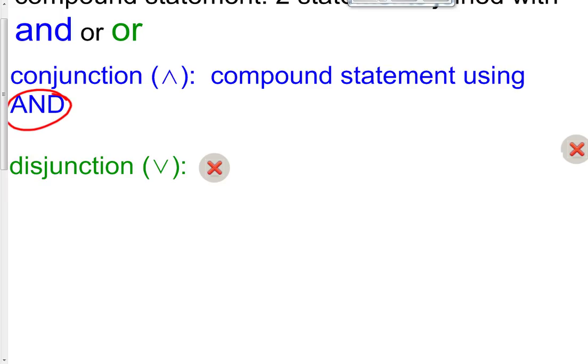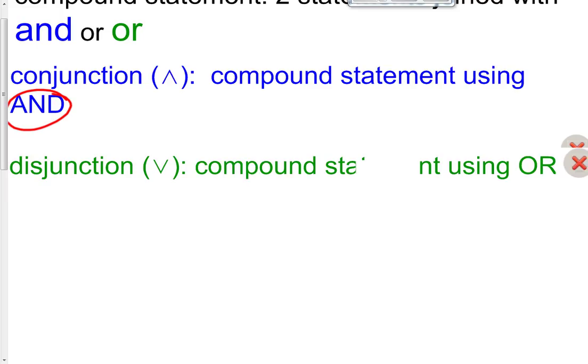Then the disjunction is the other one, which is the or statement. A disjunction is a compound statement using the word or to combine two statements together. And it's used with the opposite symbol. The conjunction is an arrow that points up. This is an arrow that points down. Okay? So that's the disjunction. It's a compound statement using or.